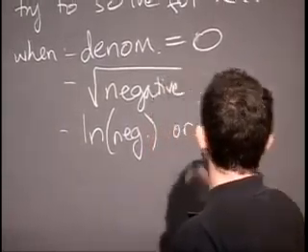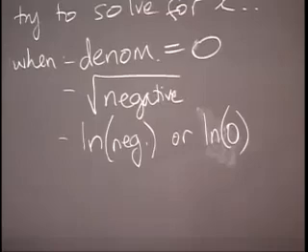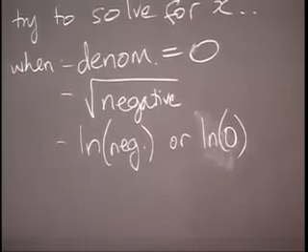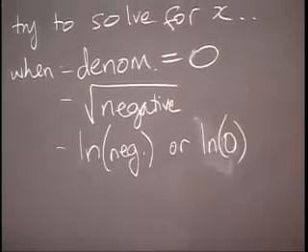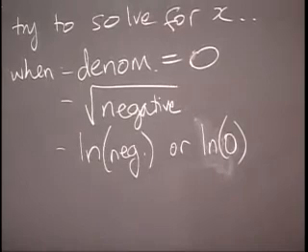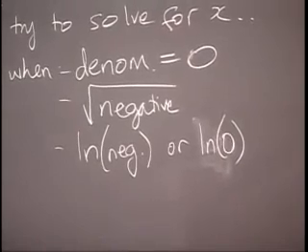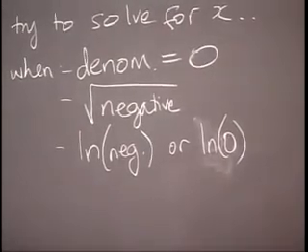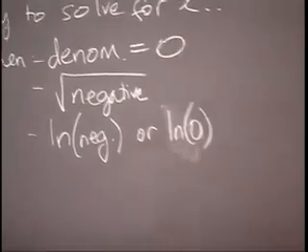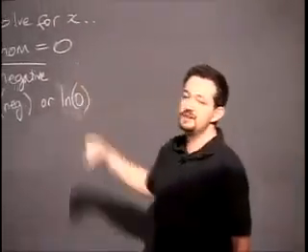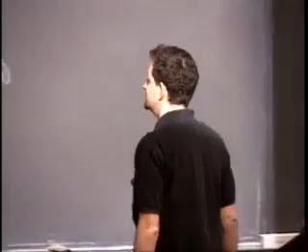Natural log of 0. These are bad. That's going to cause points not to be in the domain. So those are the common possibilities amongst the functions that we're looking at. There are certain values. I mean, tan of pi over 2 is undefined, but that's actually because the denominator is cosine. Tan is sine over cosine.